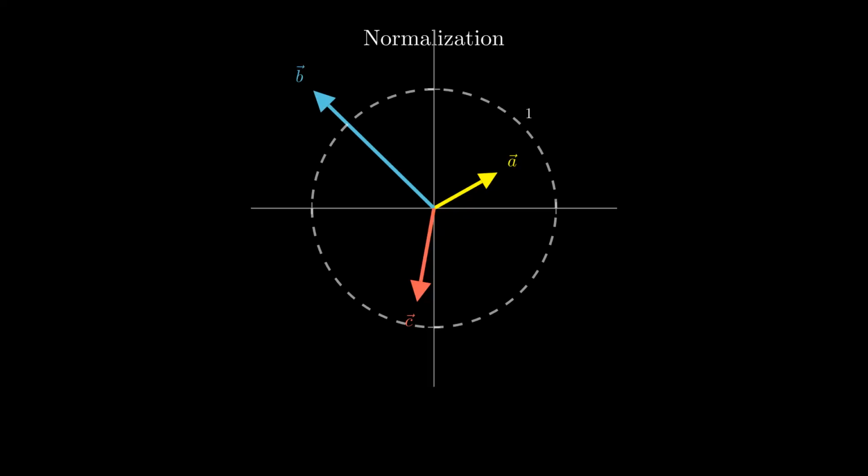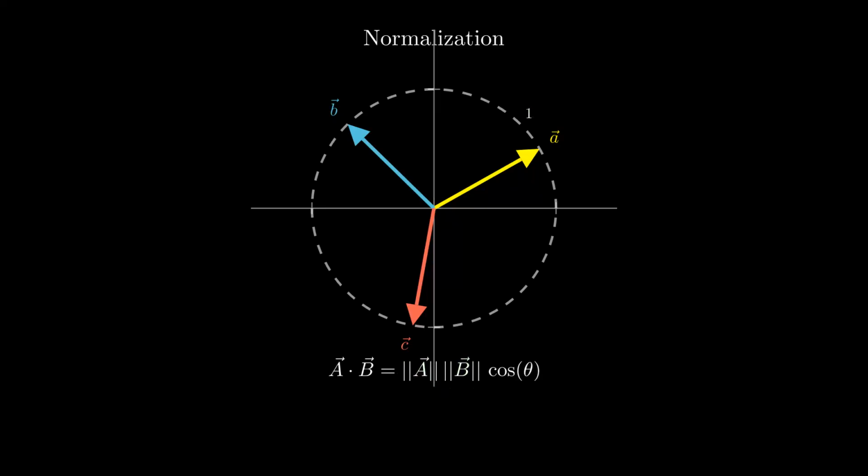We define a unit circle with a radius of 1. Normalization is the process of taking every vector in our database and scaling it, shrinking the long ones and extending the short ones until they all touch this unit circle perfectly. Notice that while their lengths change, their direction stays exactly the same. Why do we do this? It's a massive computational shortcut.